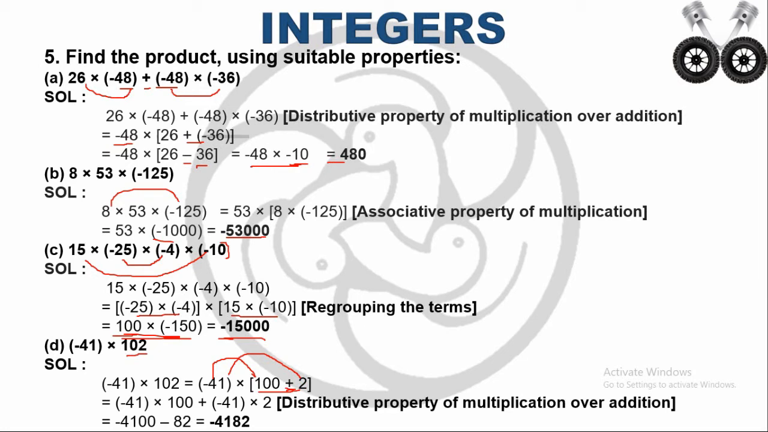So now separate and write minus 41 into 100 plus minus 41 into 2. Here the two integers have different signs, that means I have to put the negative sign. 41 into 100 is 4100. Then here also we have two integers with different signs, so I have to put the negative sign. 41 into 2, the answer is 82. So minus 4100 minus 82. These two integers have the negative sign, that means I have to add and put the negative sign. So the answer is minus 4182.